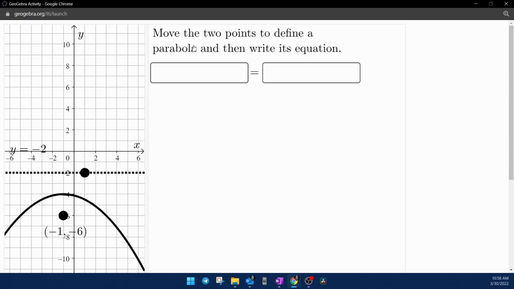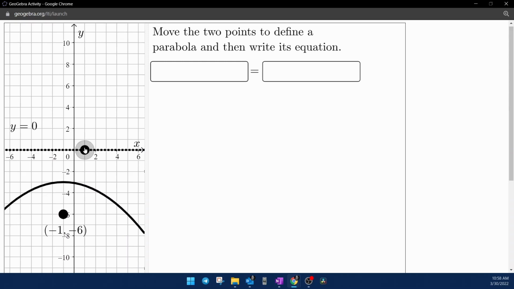Again, to go through the steps to solve these kinds of problems, we are allowed to move the 2 points to define the parabola. Remember, I said I highly recommend that you move the directrix to an axis if possible. And the reason you want to do that is to make your calculations much easier. So our directrix, I'm going to set that to y equals 0.